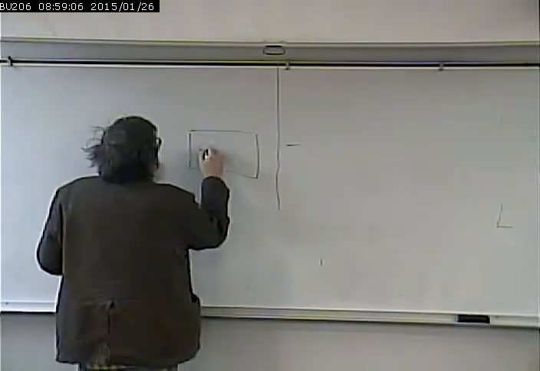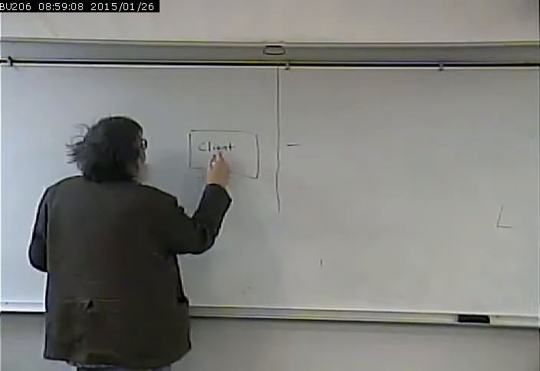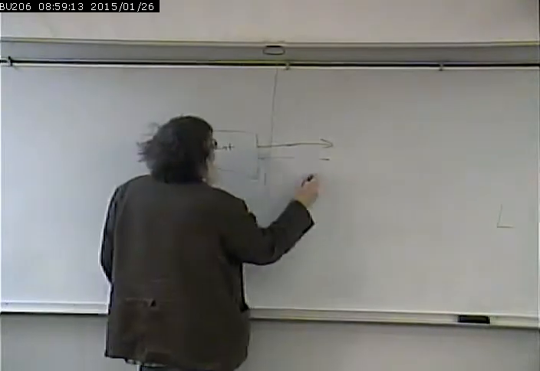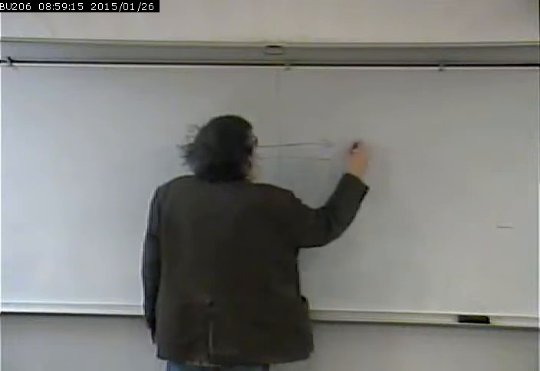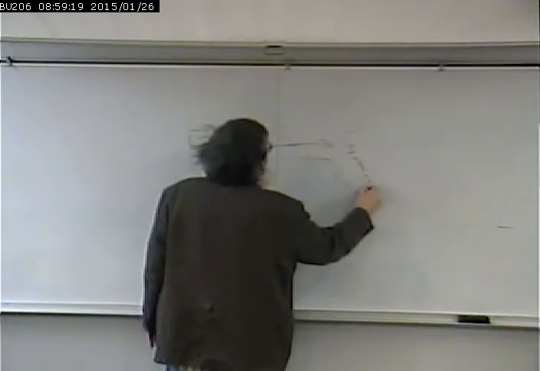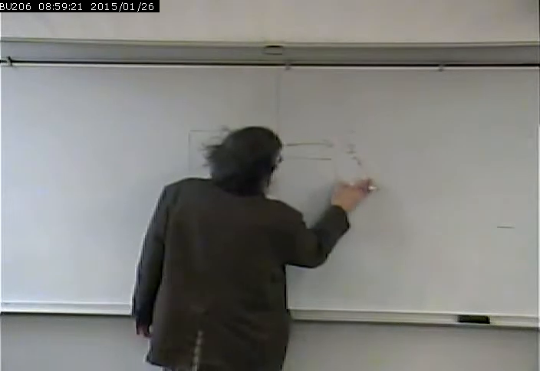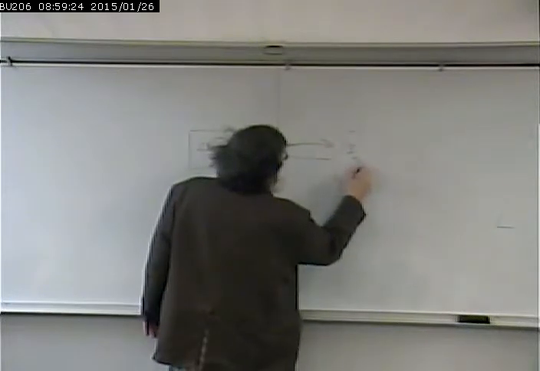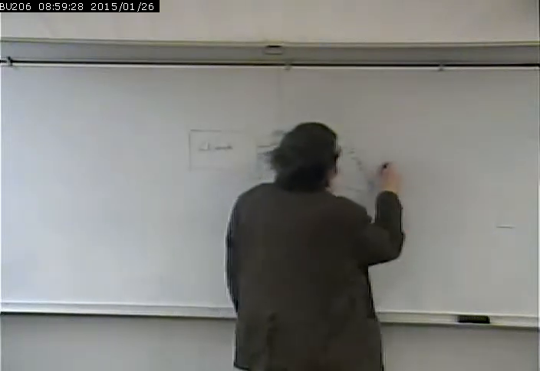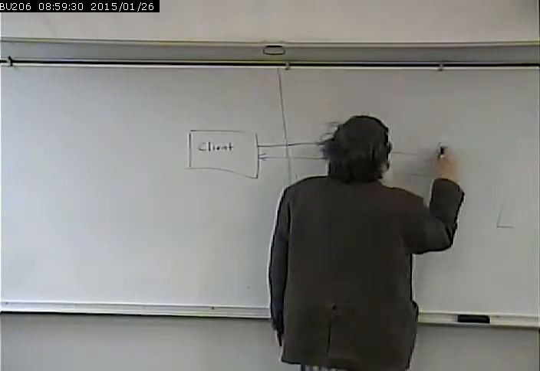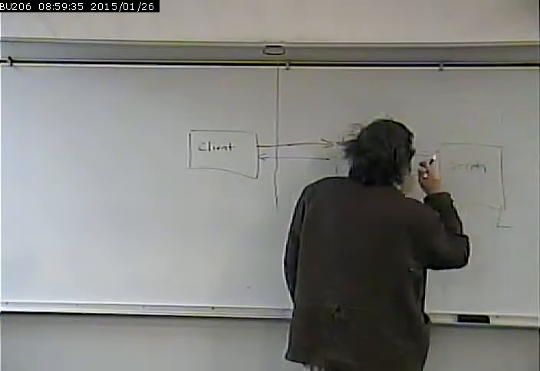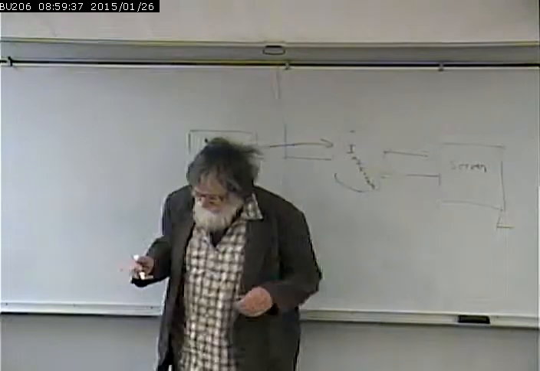We have our client, which again is someone running a browser, for the most part. Not exclusively, it could be a bot that is crawling the web. Connected through the internet, and the server on the other end. Now, we'll flesh this out in a second here.